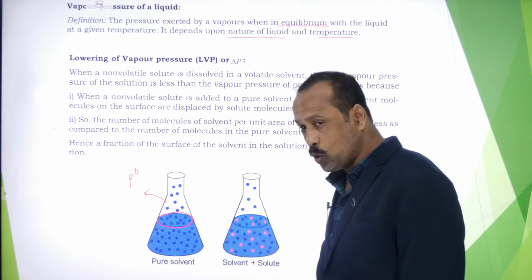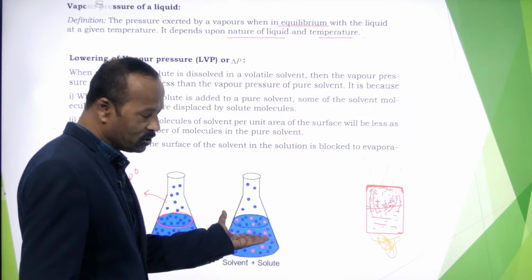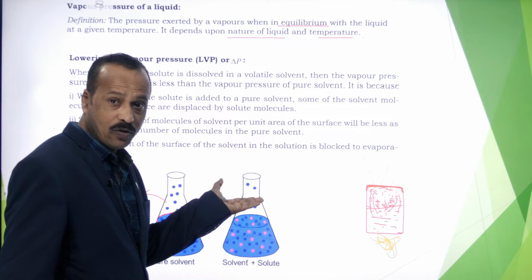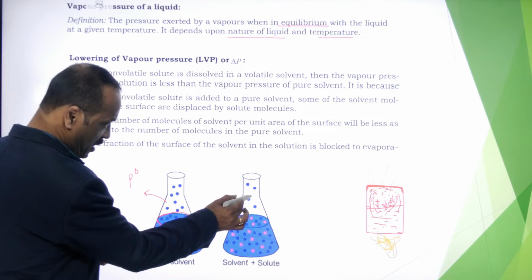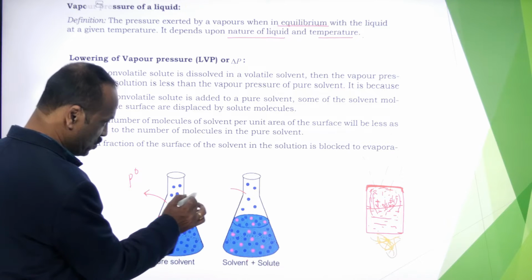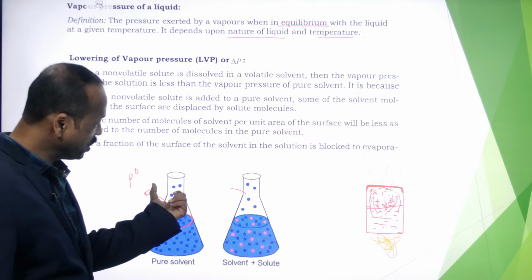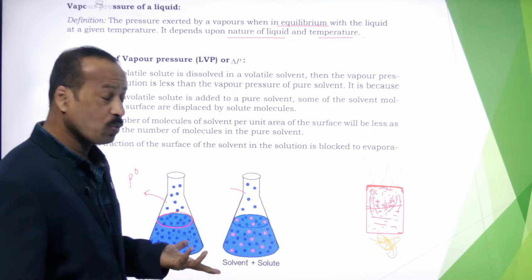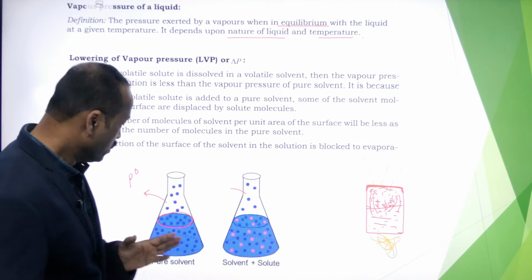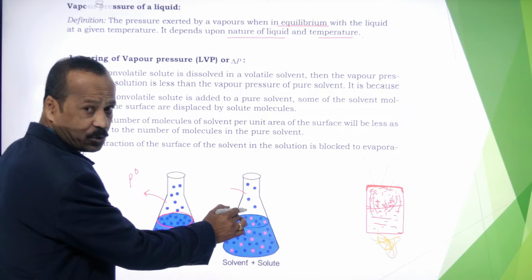Now here if I heat, then what happens? Here also the water gets evaporated, yes or no? But when you compare the amount of water vapor we get here with this one, this is less than this one. The vapor pressure of this one is less than this one. Now the question arises: why?